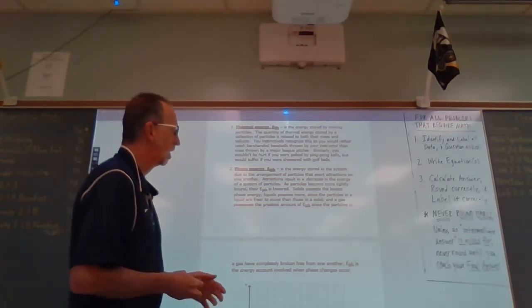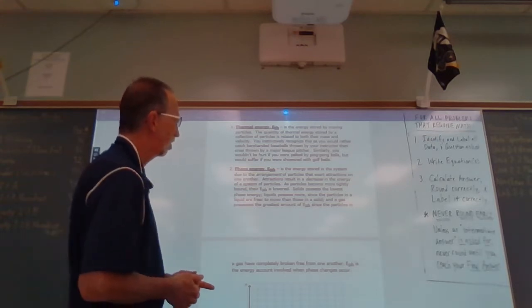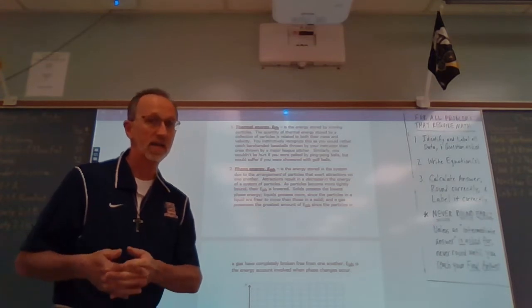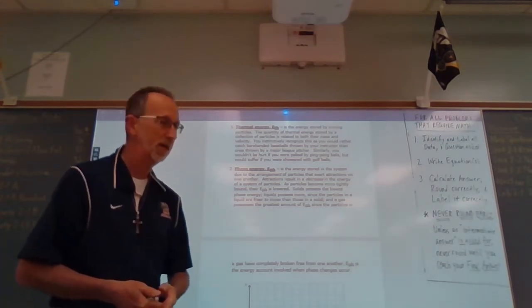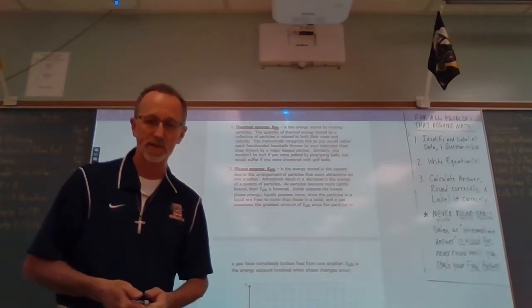You instinctively recognize this as you would rather catch a barehanded baseball thrown by your instructor, yours truly, than one thrown by a major league pitcher. I can vouch for that. Similarly, you wouldn't be hurt if you were pelted by ping pong balls, but you would suffer if you were showered with golf balls going at the same speed.